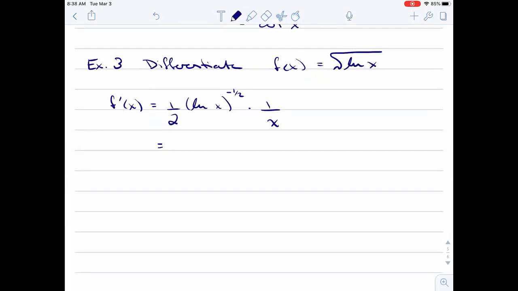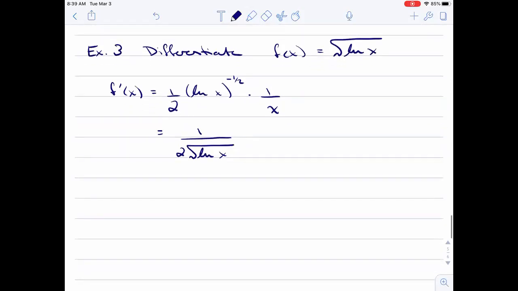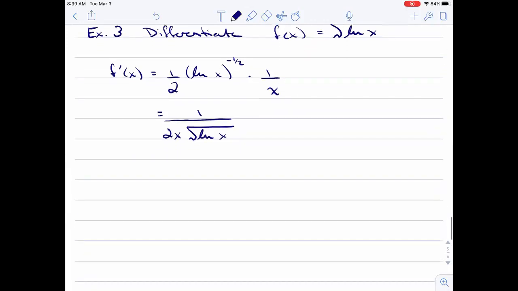So here, if we simplify this, we get everything in the denominator. So we get 1 over 2 root natural log of x. I guess I should put the 2 on the other side of the root, just so it's obvious it's not under the square root. So those were little quick ones.